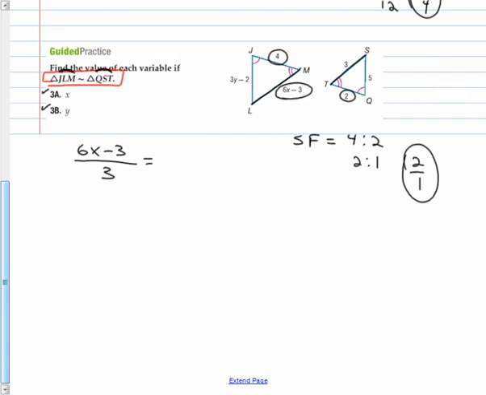And it must be in the ratio of 2 to 1, because that's what the scale factor is between them when I go left to right. Make sure you keep going the same order. Remember, our scale factor can be different depending on the order.